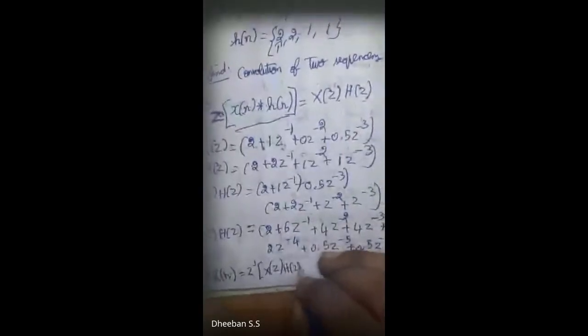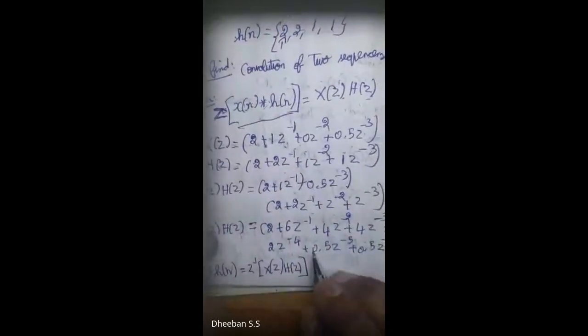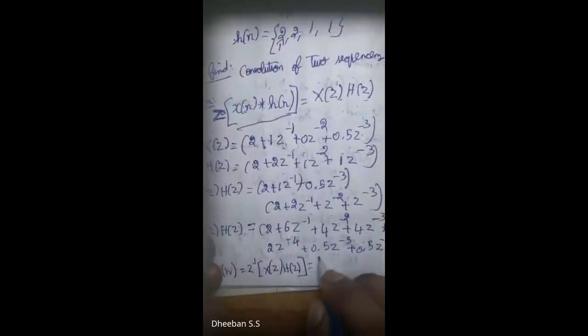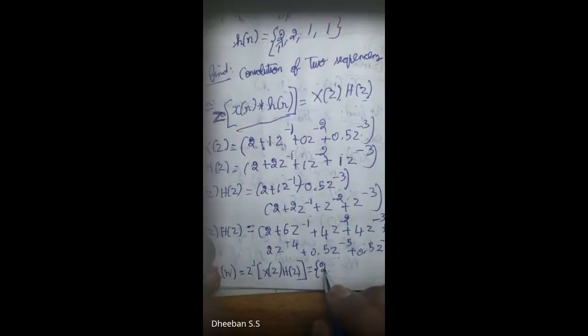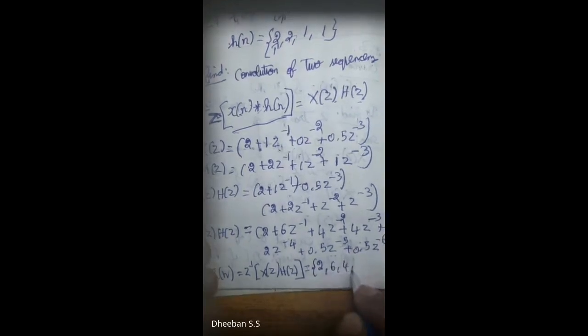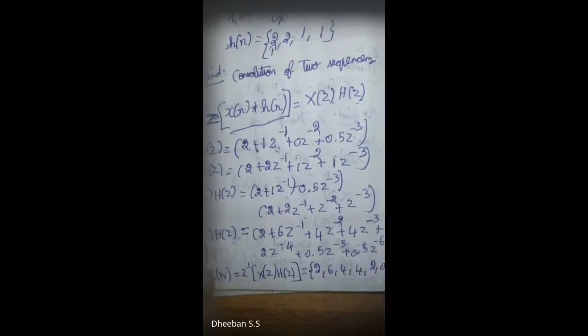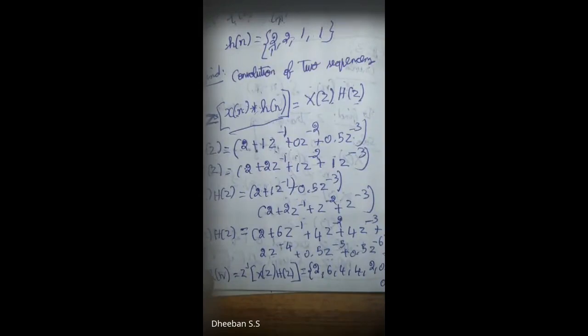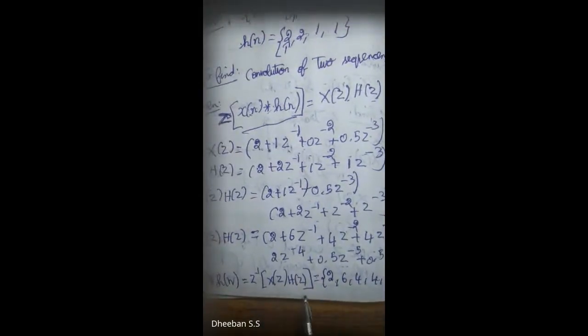So we will be getting the value as the coefficient terms 2, 6, 4, 4, 2, 0.5, 0.5. So this is the value. This is the convolved value.